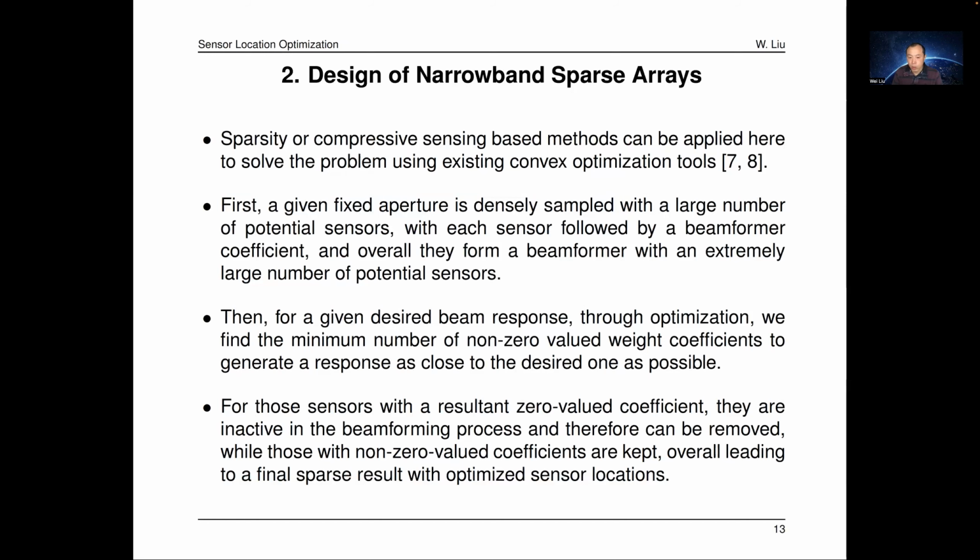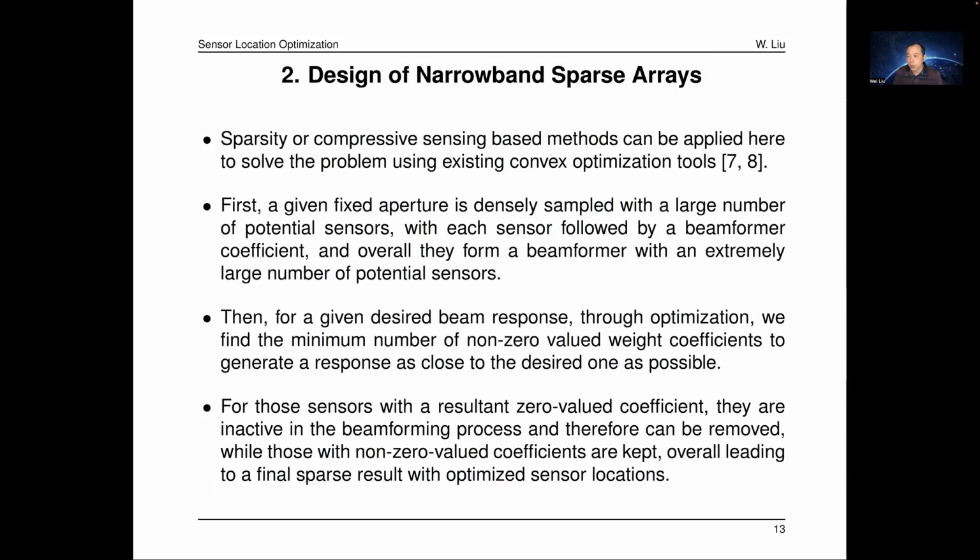So basically, do the optimization under the condition that the design beamformer response will be very close to the desired one. Under this constraint, you find the minimum number of non-zero valued coefficients among these 1,000 coefficients, right? You have 1,000 coefficients, you minimize the number of non-zero valued ones. At the same time, you need to make sure this beamformer will have a response close enough to the desired one. And then after optimization, you may end up with, for example, 10 sensors, 10 coefficients, which are non-zero valued. All the other 990 of them, they are zero valued.